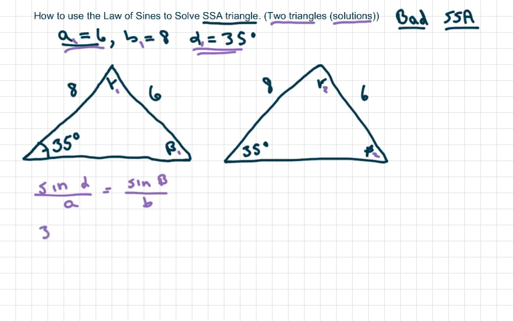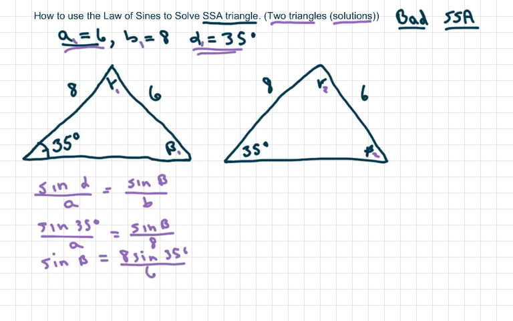Fill it in. You get sine of 35 degrees over 6 equals sine of beta over 8. When you cross multiply, you get sine of beta equals 8 sine of 35 degrees over 6. Using your calculator, that's approximately 0.76. Then for beta, you take the inverse sine on both sides, so beta 1 is approximately 49.9 degrees. I'll put that there.